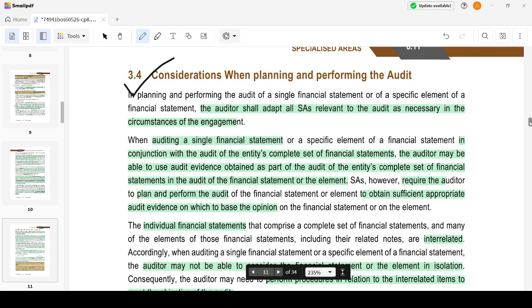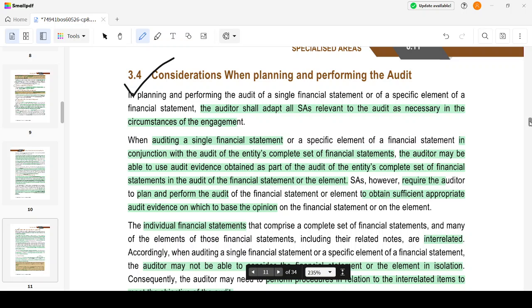Then, considerations when planning and performing an audit. In planning and performing the audit of a single financial statement or a specific element of a financial statement, the auditor shall adapt all SAs relevant to the audit as necessary in the circumstances of the engagement. When auditing a single financial statement or specific element of a financial statement, also if I am doing the complete set of financial statement audit, then I will be able to use the audit evidence which I have obtained as a part of the complete set of financial statements for this single financial statement audit.